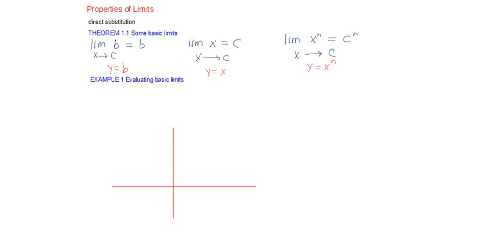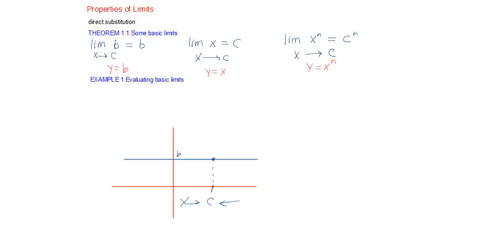If you have y equals b, then you would just draw a line like this. Y is always equal to b. So what is the limit as x approaches c? As x approaches c, from both sides, you will reach this point right here, which is b. So the limit of the function y equals b is b, as x approaches any value.